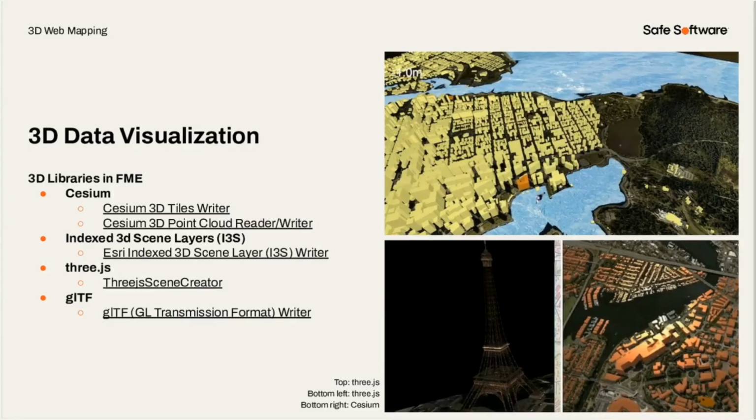Whether that's creating Cesium tiles for 3D models and point clouds, generating Indexed 3D Scene Layers for Esri's ArcGIS Pro and ArcGIS Online, you can work with Three.js, a robust JavaScript library with built-in VR support, or write to glTF, an open standard for 3D scenes and models. There's a lot to choose from.